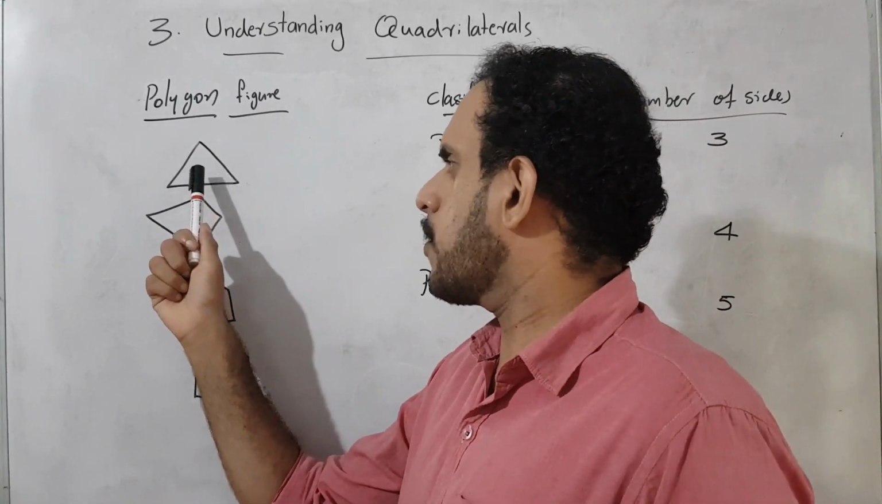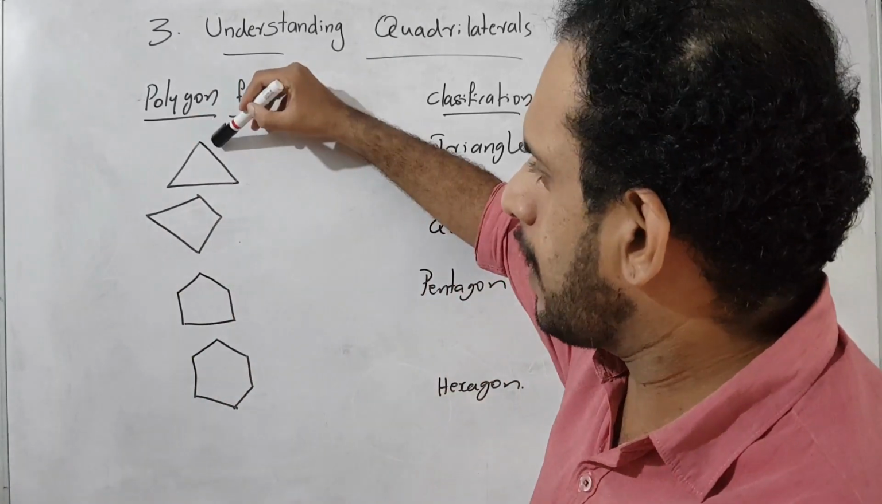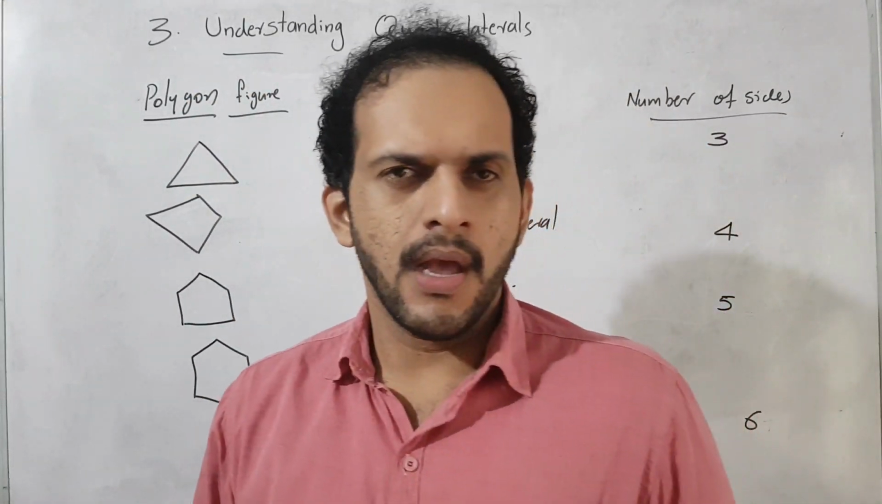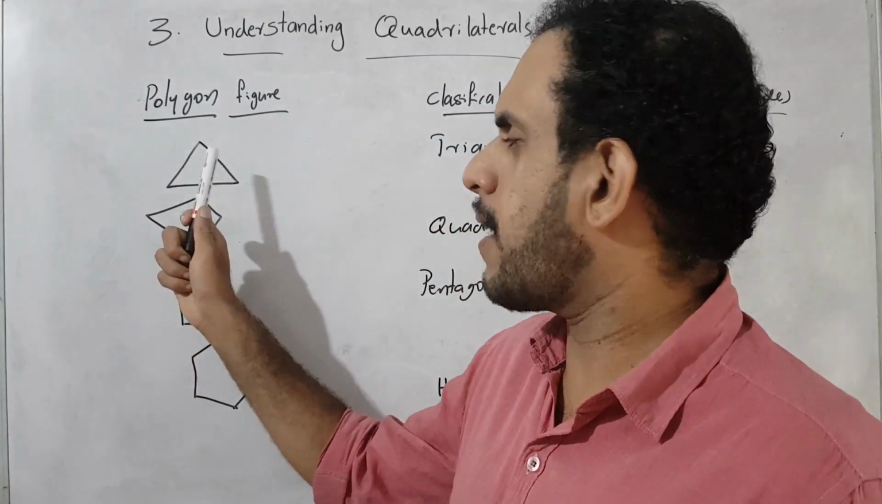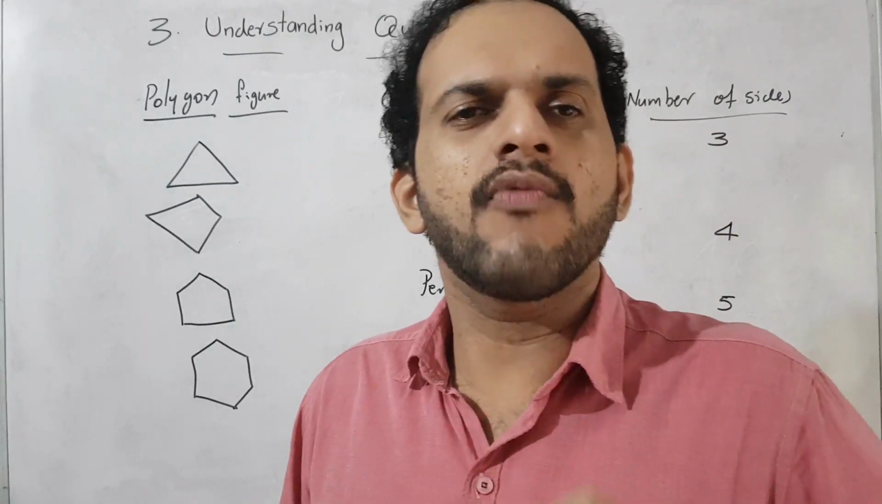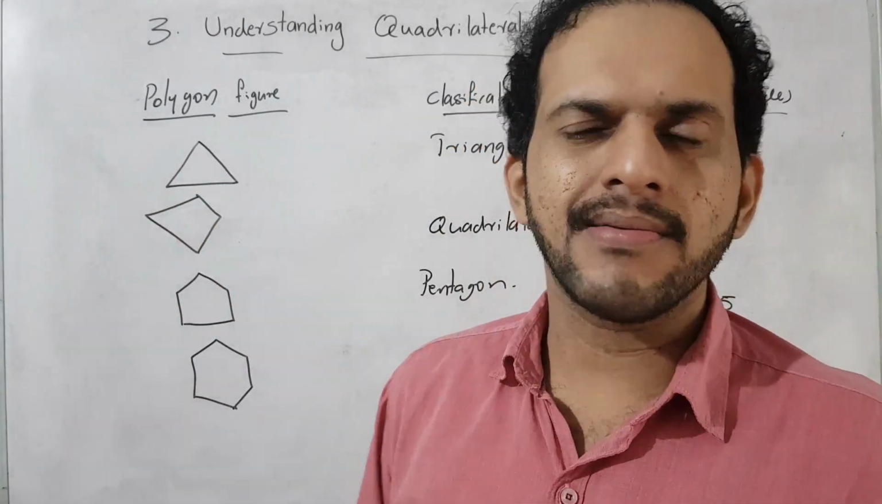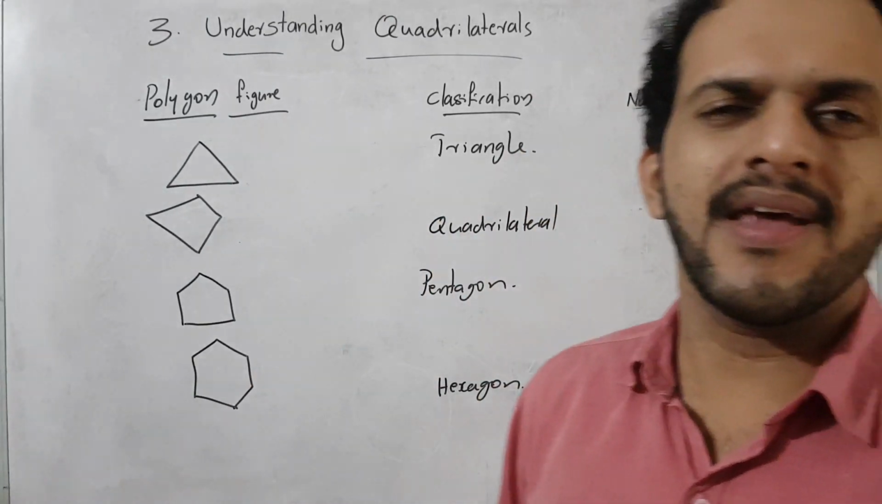Okay, the first one. We make a figure by using line segments. How many line segments? 3 line segments, and joining them, we get a figure. It's a simple closed curve, and we made this one by only line segments, and we call this type of figure a triangle. And what is the name of the figure? The figure name is triangle.